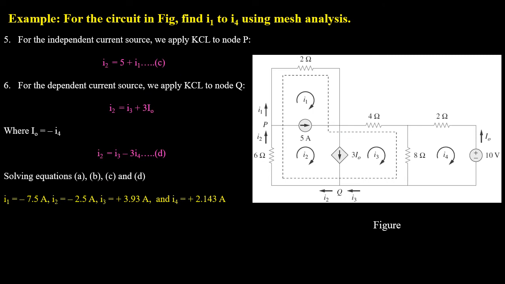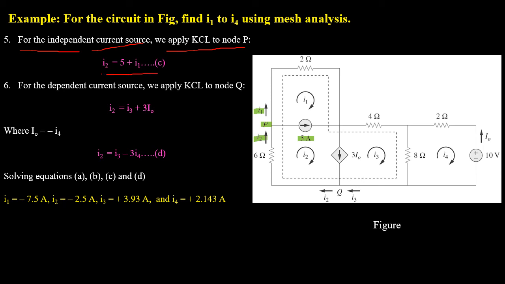Now so far we have two equations and 4 unknown variables, and 2 more equations are required. So in the hunt for another 2 equations, we will use KCL. At first we will apply KCL to node P. At node P, I1 and 5 ampere currents are leaving from the node, where I2 current is entering into the node. And this will give us the equation I2 equals 5 plus I1.